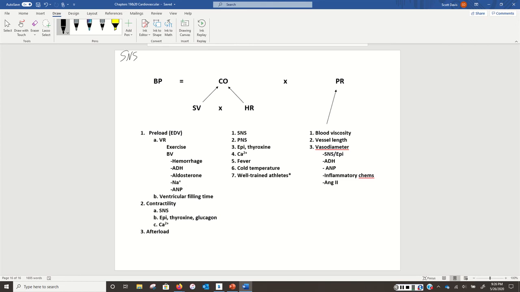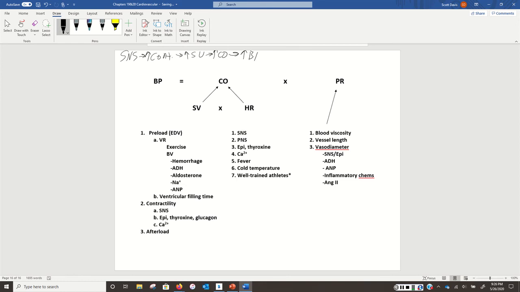Let's see. Right over here, underneath contractility, we can see SNS. So, when SNS is activated, we have an increase in contractility. I'm going to abbreviate that CONT. When we have an increase in contractility, we see contractility is one of three ways that we can affect stroke volume. So stroke volume goes up. Now when stroke volume goes up, we know the rest. Cardiac output goes up. Blood pressure goes up.